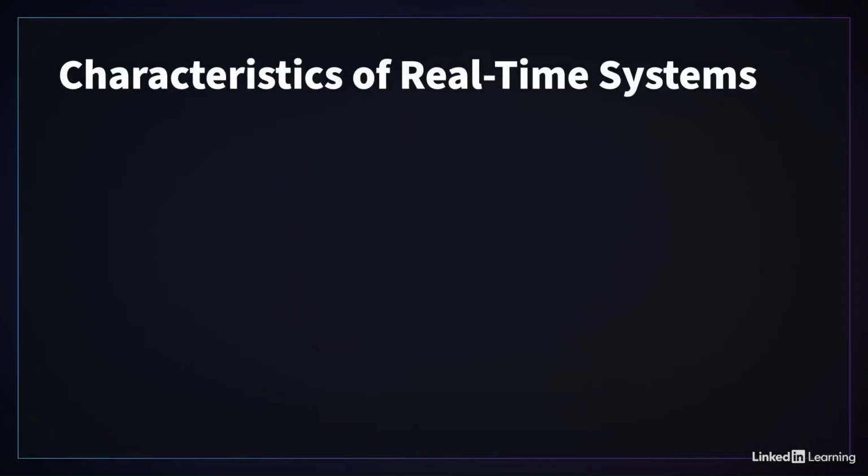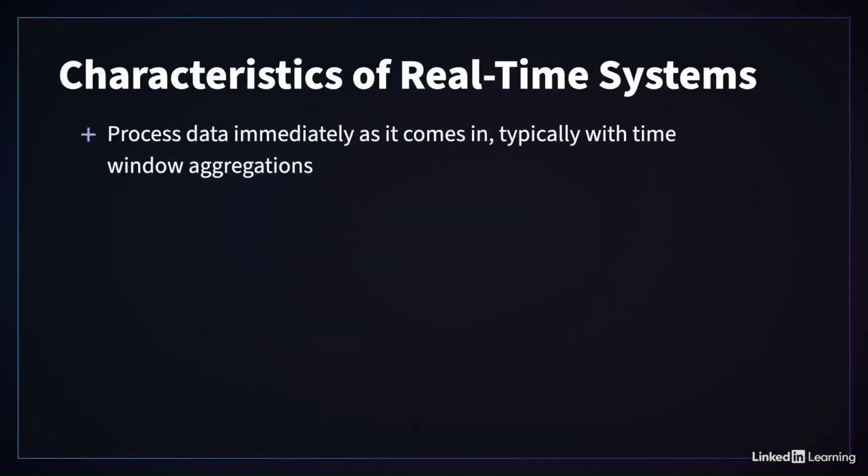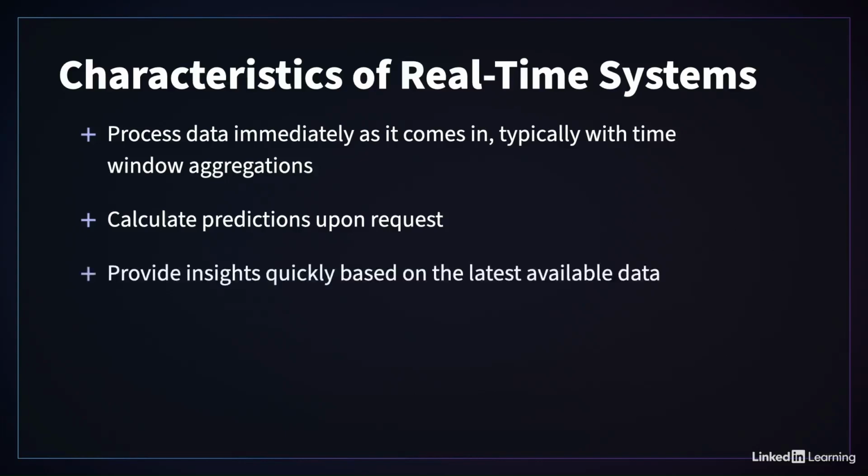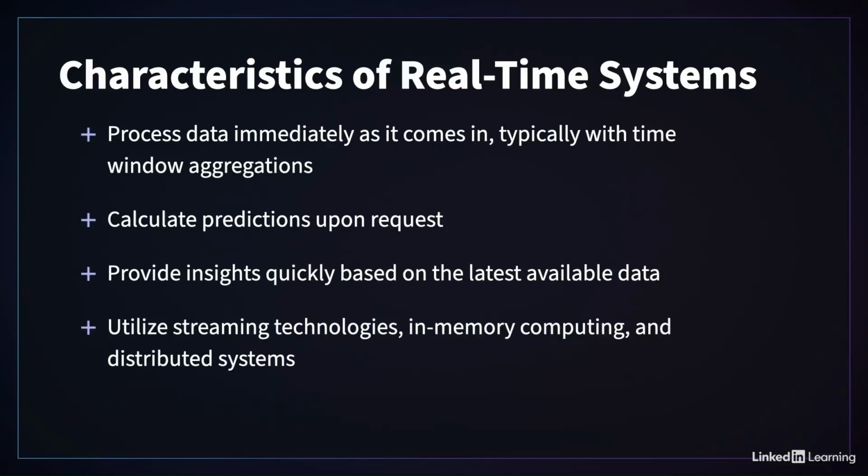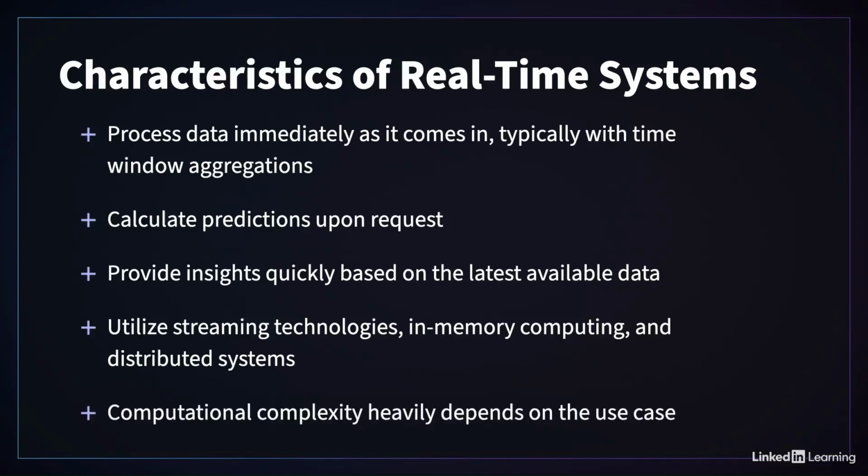Real-time systems have a distinct set of characteristics. They process data as soon as it arrives, typically using time window aggregations to generate features. Predictions are calculated on demand. That means providing insights based on the latest available data. And to achieve real-time performance, we typically need to leverage technologies like streaming services, in-memory computing, and distributed systems, where computational complexity heavily depends on the specific use case. It can range from pretty simple applications involving just a few data sources to super complex systems serving millions of users with data from hundreds of different origins.